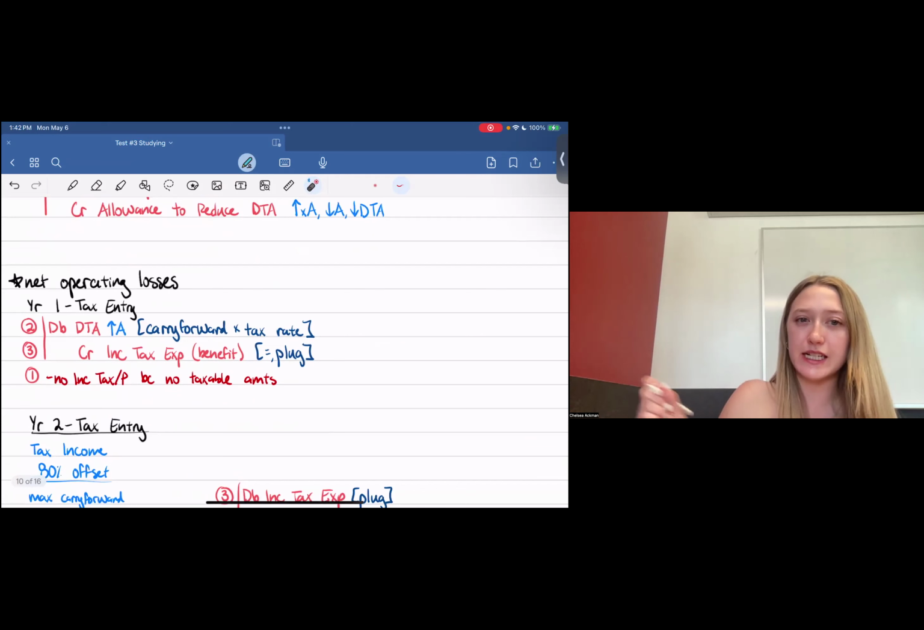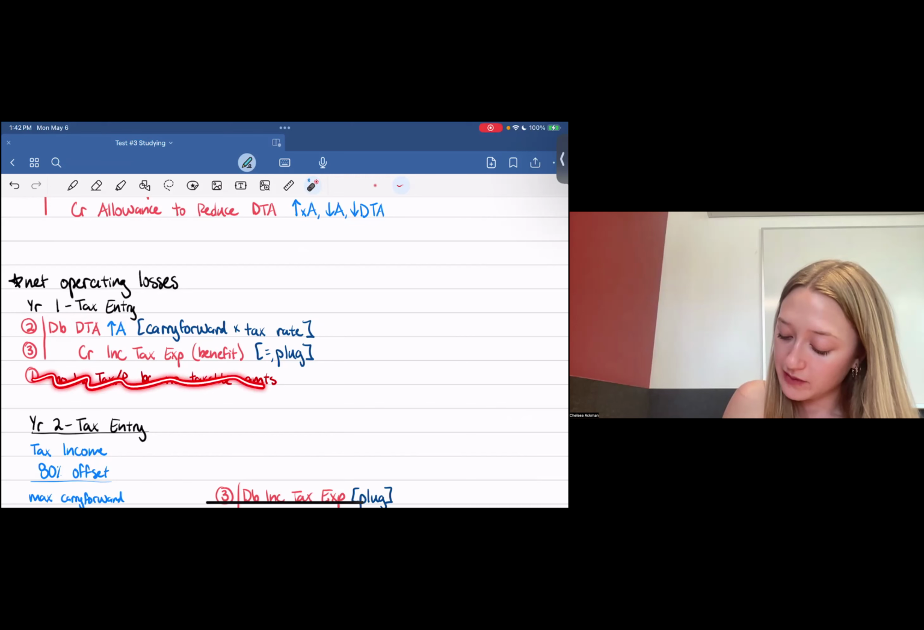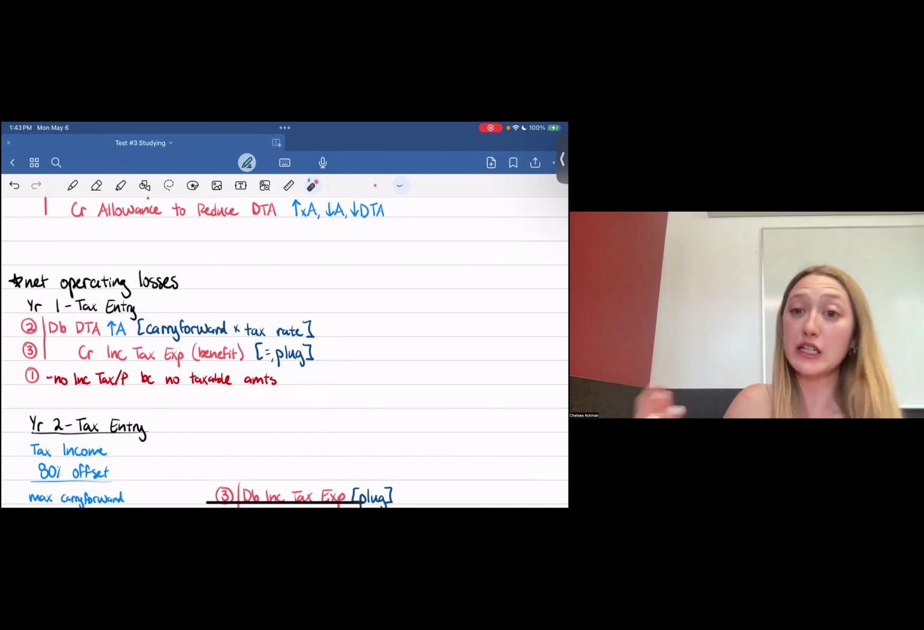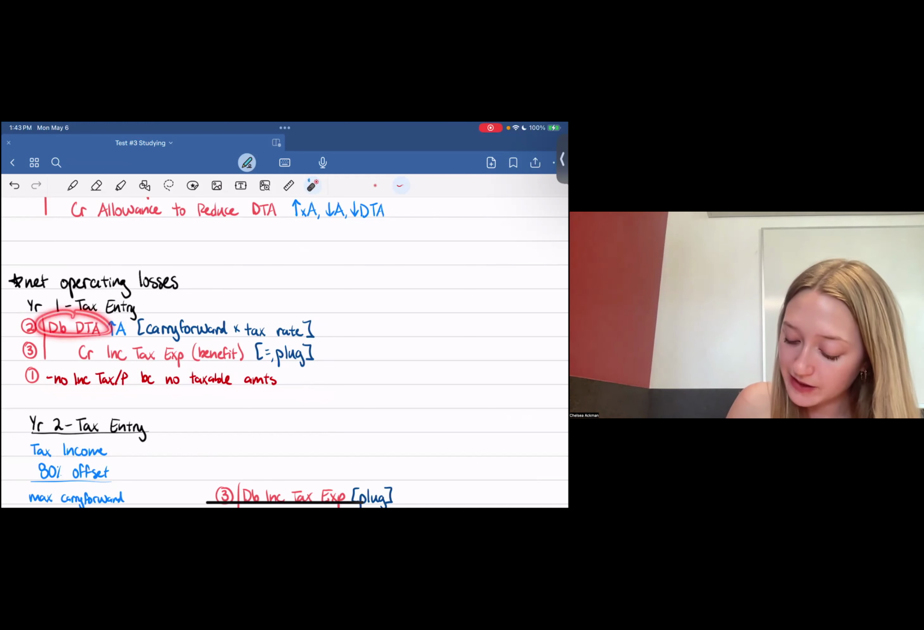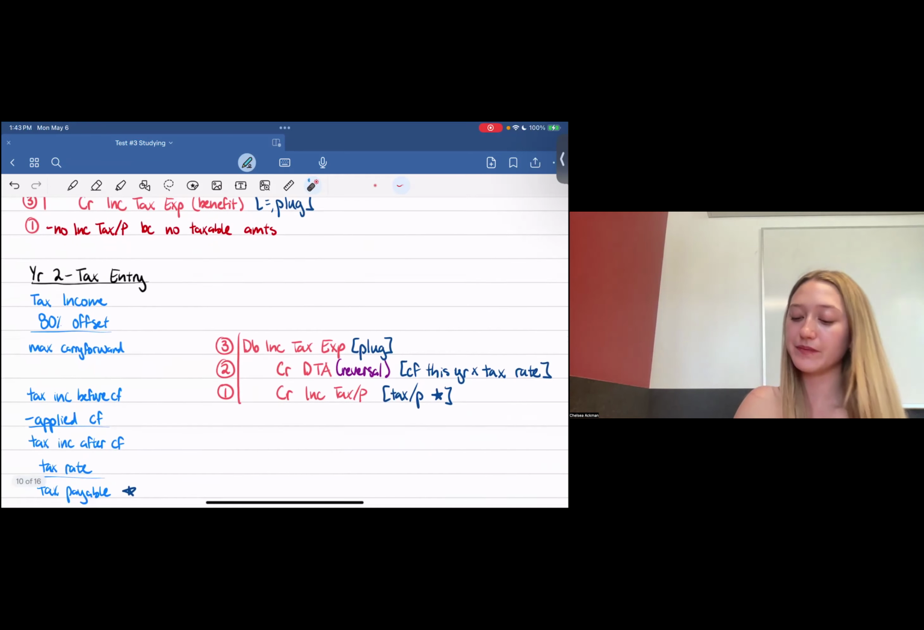And then the last kind of exception for this chapter is looking at net operating losses. For your year one tax entry, there's no income tax payable because there's no taxable amounts. Because you have a net operating loss, you can't have a tax payable, but you are going to make a debit to your DTA, which is going to be your carry forward times your tax rate, and then a credit to income tax expense or benefit for the equal amount, or plug.